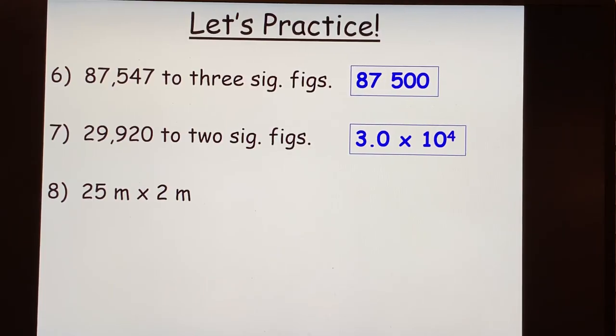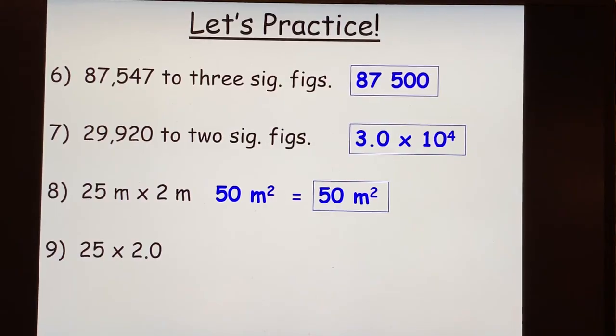And 25 times 2 is 50. 50, that's 1 significant figure because there's no decimal. The 0 doesn't count. You don't have to change anything. It stays the same. Now this one's a little different. 25 times 2.0, now we've got 2 significant figures. 25 times 2.0 is still 50.